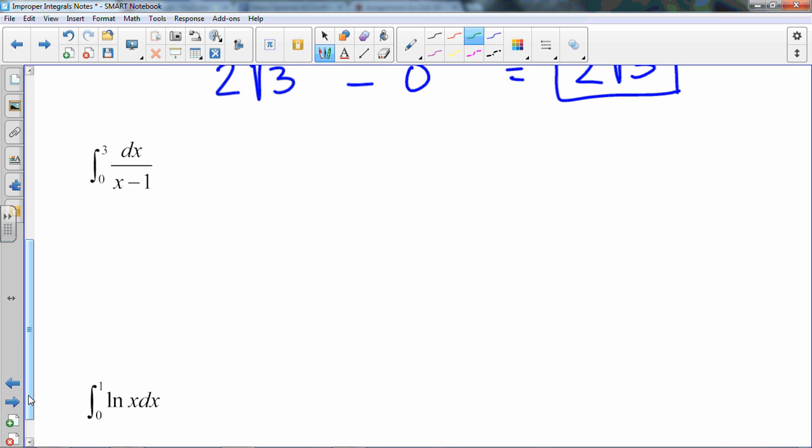When this happens, you need to take your integral and split it at the point that's discontinuous. So we're going to write this as the integral from 0 to 1 of dx over x minus 1 plus the integral from 1 to 3.